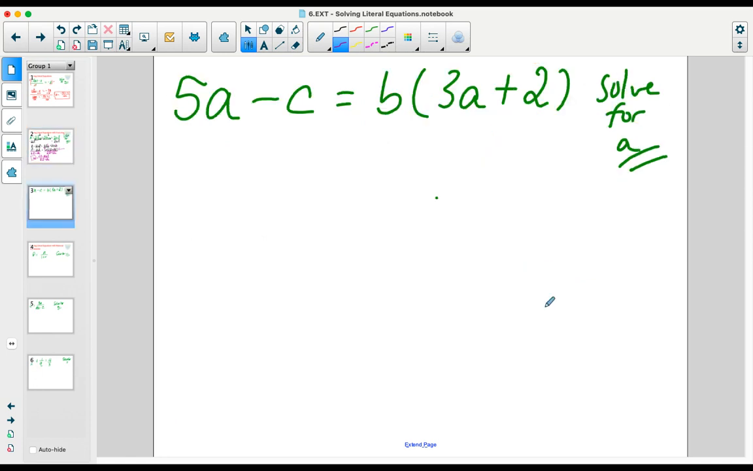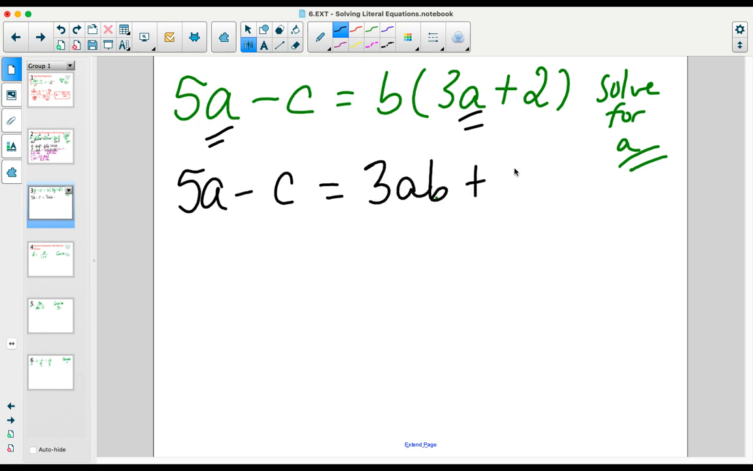Let's try another example. This one's a little bit tougher because the A's that we're looking to solve for, which are right here and right here, are starting out on opposite sides of the equation. That shouldn't change our objective, which is to still get them onto the same side so that we can factor them and move. That's just going to require a little bit of extra legwork at the beginning. So let's get 5A minus C. We're going to leave that alone temporarily, and we're going to distribute out the right-hand side so that we're able to move some terms around.